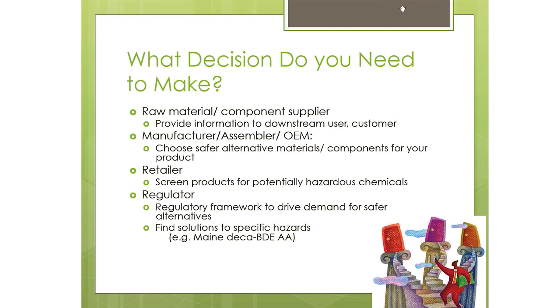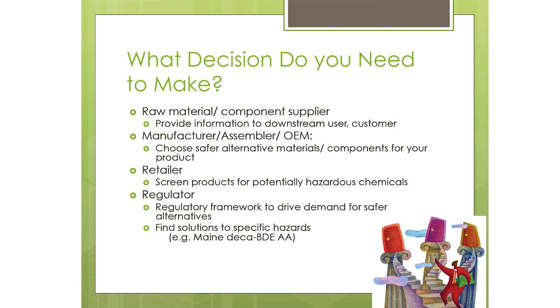You are the manufacturer or assembler or the OEM, and you need to be screening the materials that are coming into your product, your materials and components. At a different level in the supply chain, you are a retailer that has 100,000 or more products on the shelves, and you need to screen those products for potentially hazardous chemicals, and keep in mind also who your audience is. Are you selling baby shampoo, or are you selling DIY auto repair kits? Very different exposure potential there. And then finally, regulators. Are you a regulator that has a framework that is trying to drive demand for safer alternatives or find a solution to a specific hazard?